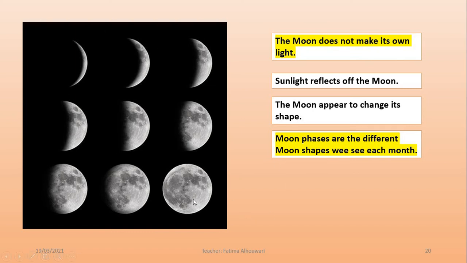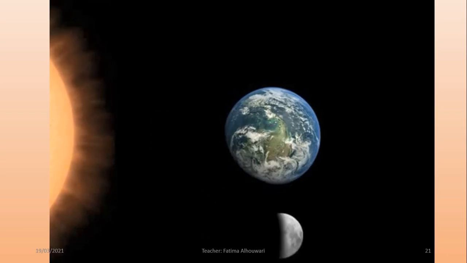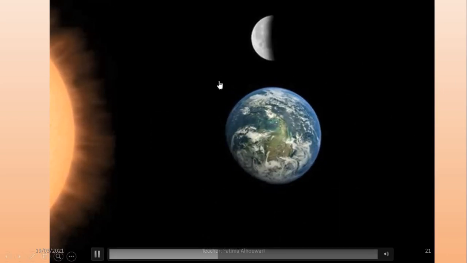These are the moon phases. Sometimes it's full, and sometimes it's crescent, and sometimes you cannot see the moon at all in the sky. The phases of the moon change as it moves around Earth each month.